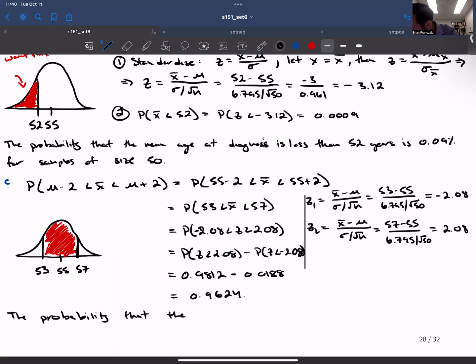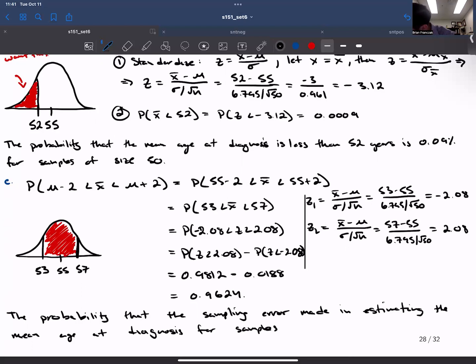So the probability that the sampling error made in estimating the mean age at diagnosis for samples of size 50 is within 2 years is 96.24%. All right.